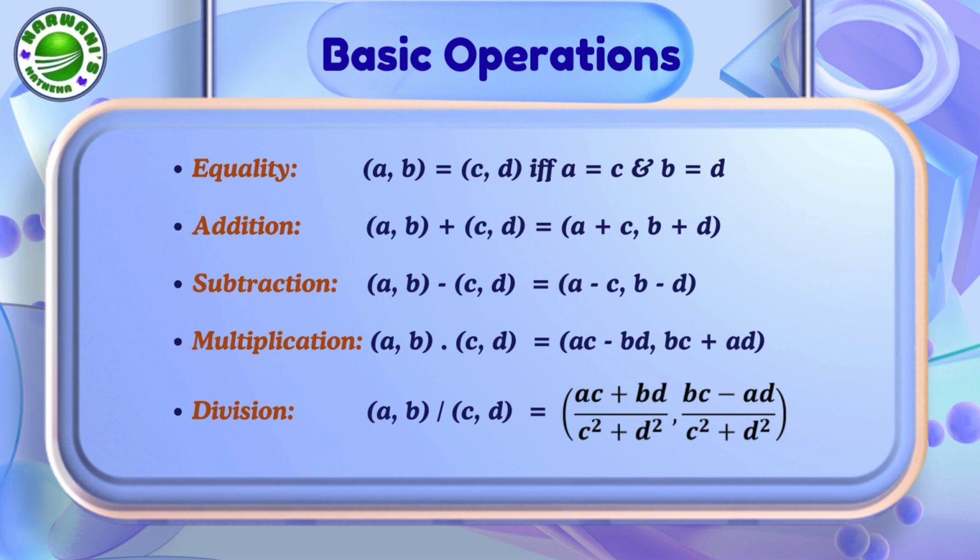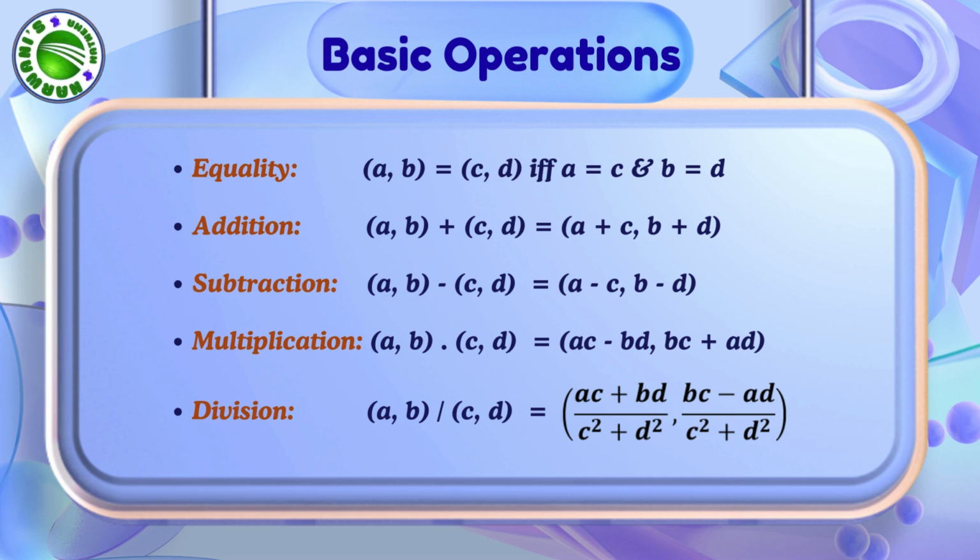Basic operations on complex numbers. Equality: (a, b) equals (c, d) if and only if a equals c and b equals d. Addition: (a, b) plus (c, d) equals (a plus c, b plus d). Subtraction: (a, b) minus (c, d) equals (a minus c, b minus d). Multiplication: (a, b) multiply (c, d) equals (ac minus bd, bc plus ad).